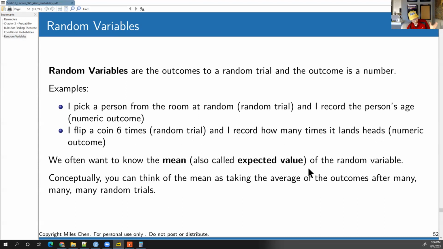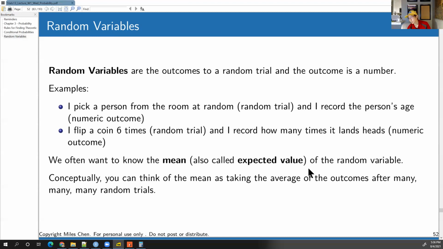And a random variable is basically a special kind of outcome to a random event. It's the outcome to a random trial, but that outcome has to be a number, okay? It has to be a number. And then we can talk about it being a random variable.